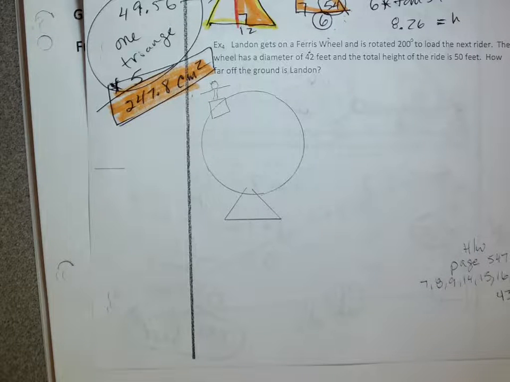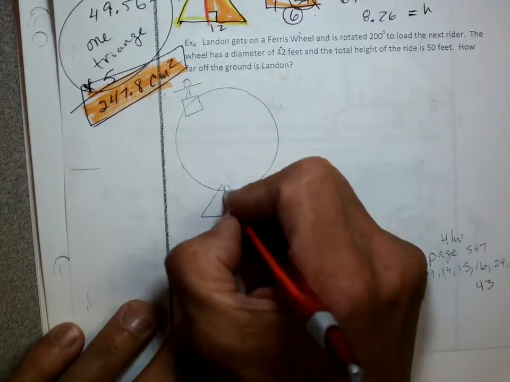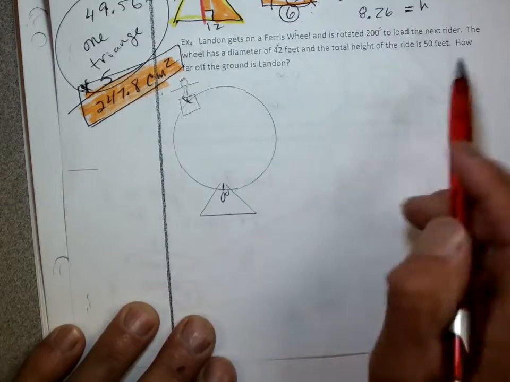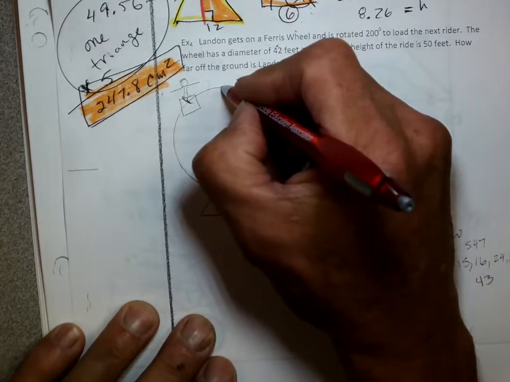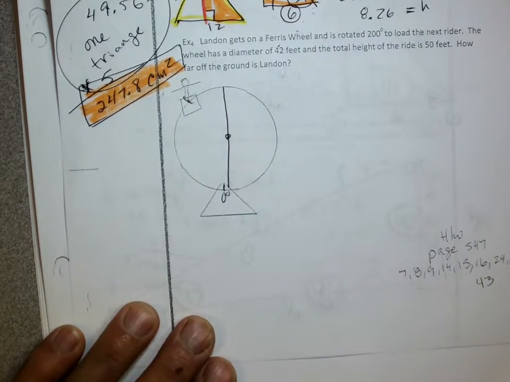Okay, so Landon gets on a Ferris wheel and is rotated 200 degrees. So from here, 0 degrees, all the way around is 200 degrees, okay? The wheel has a diameter of 42 feet. So this is 42 feet, right? And the total height of the ride is 50 feet. So this is 50 feet.